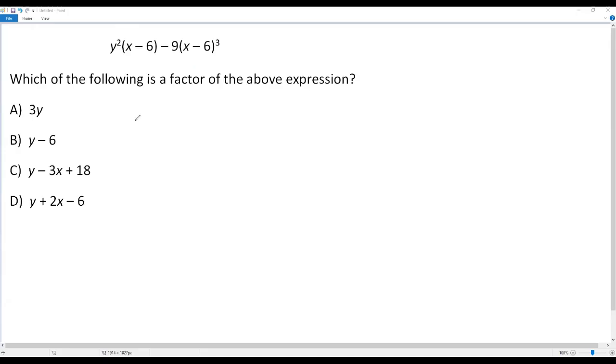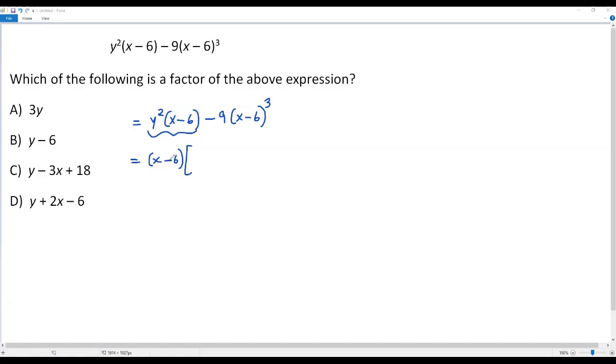Now let me take the given expression as it is: y squared times (x − 6) minus 9 times (x − 6) to the third power. What is the greatest common divisor for this term and this term? Clearly it's x − 6. Since x − 6 is the greatest common divisor, it can be factored out. To get the stuff inside the parentheses, I have to divide both terms by the one I factored, that is x − 6.